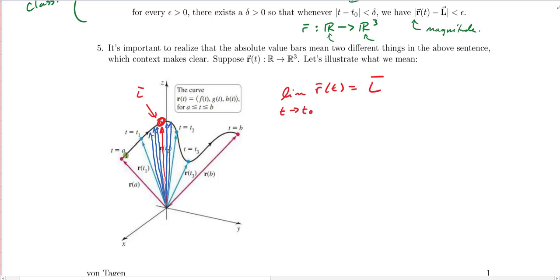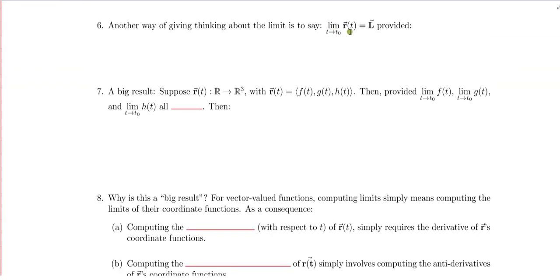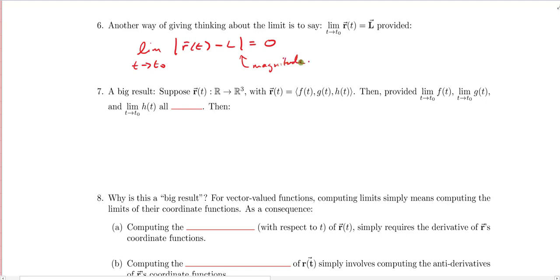So let's continue on down. We're going to say that the limit as t approaches t naught of some vector valued function is this vector L, provided, and another way of saying that is, the limit as t approaches t naught of the magnitude of r of t minus L needs to approach the number 0. So this is a magnitude here, and this is the number 0. The length of the difference between those two vectors needs to approach 0 as t approaches t naught. So that's just another way of describing what I just depicted in the picture above.